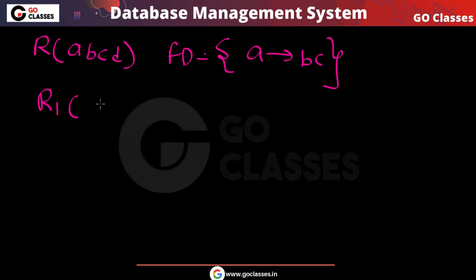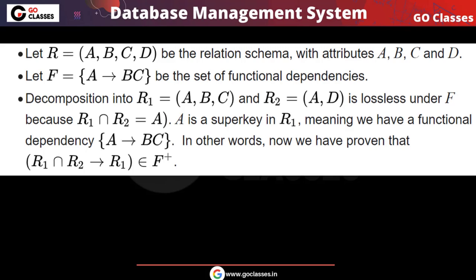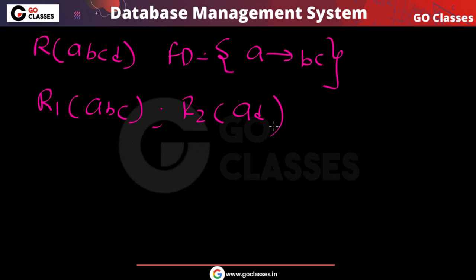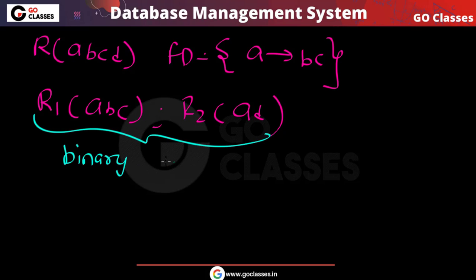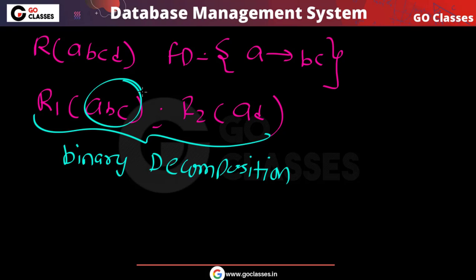A, B, C, and A, D. So this is the decomposition R1 comma R2, a binary decomposition, because the original relation is being decomposed into two sub-relations. You can also check that attributes are preserved, because we have all the attributes. So attributes are preserved, and this is a binary decomposition.